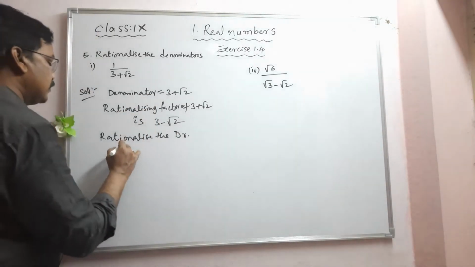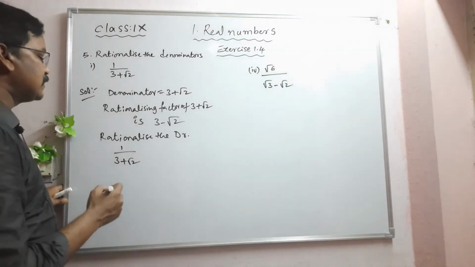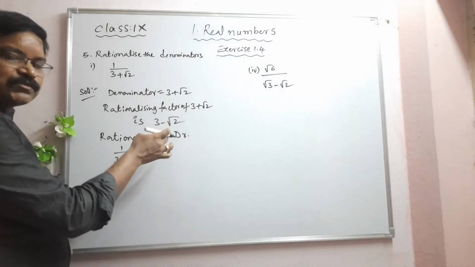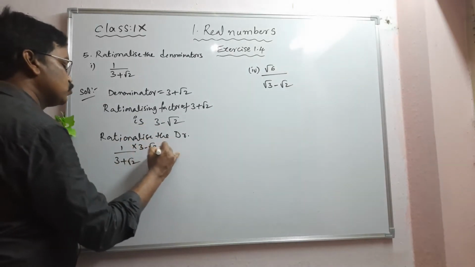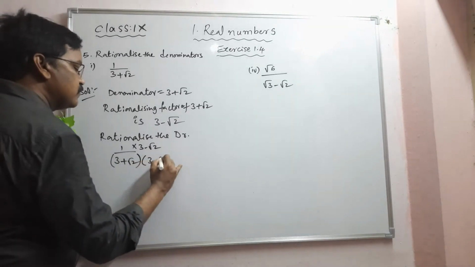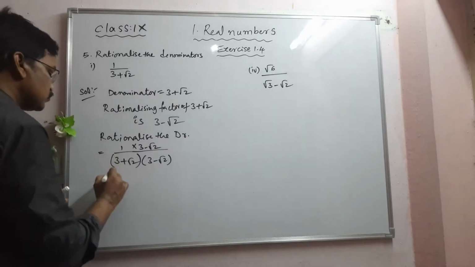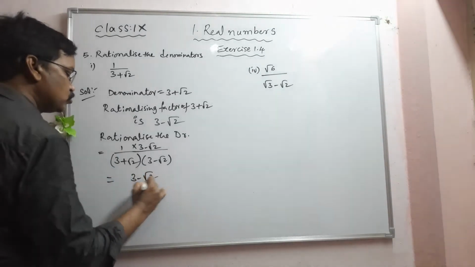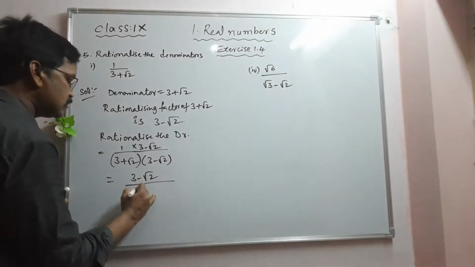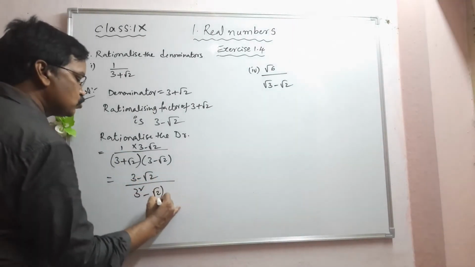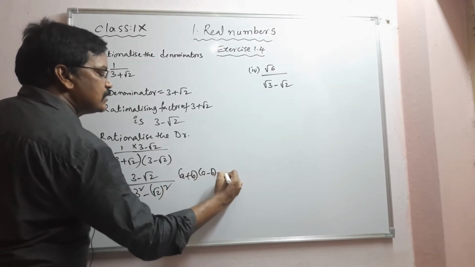Rationalize the denominator. Take 1 by 3 plus root 2. So rationalizing means just multiply the numerator as well as the denominator with 3 minus root 2. That means 3 minus root 2 upon 3 minus root 2, both numerator and denominator. So this is equal to 3 minus root 2 by, this is a plus b times a minus b. What is a plus b times a minus b? 3 square minus root 2 whole square. A plus b times a minus b means a square minus b square.